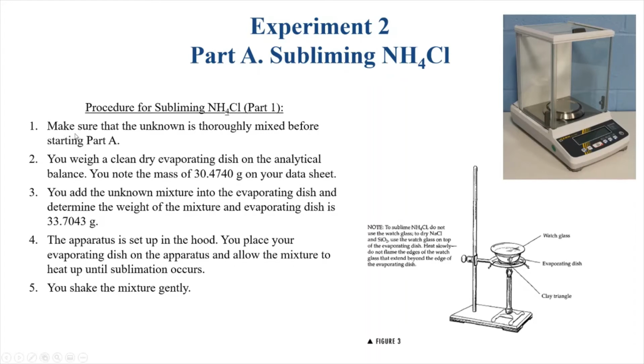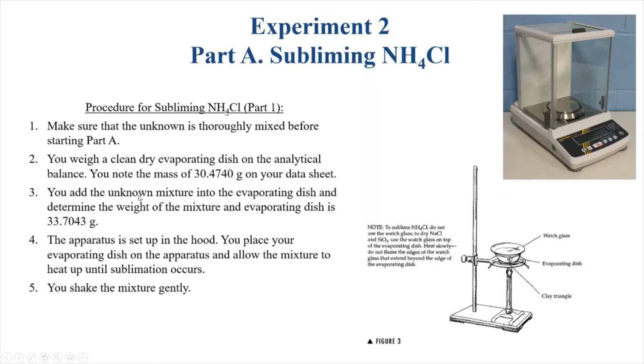So in lab, you would make sure that your unknown is thoroughly mixed. Basically, you'd get your unknown in a vial, you'd shake it up and make sure that everything is uniformly mixed together. And then you're going to take an evaporating dish, which looks like this, and I will show you a picture of it in a few slides. You're going to put it on a balance. So again, we have our analytical balance that we learned about in the first experiment. We're going to have turned this on, hit the 0 button, and then place our evaporating dish on top. And the reading that we're going to get is 30.4740 grams, which you write on your data sheet. So now we know how much the evaporating dish weighs.